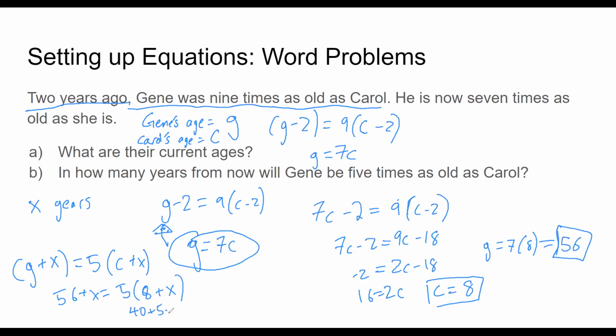And then we can just solve this equation now. So we have 40 plus 5X over here, and 56 plus X over here. Subtract X from both sides and subtract 40 from both sides. We have 16 equals 4X and X equals 4. So that means that in 4 years, we'll satisfy the equation, which means that Jean will be 5 times as old as Carol. And we can just go back and check this. Their current ages were 8 and 56. And in 4 years, Carol will be 12 and Jean will be 60. And in this case, we can see that Jean, who is 60, is indeed 5 times as old as Carol, who is 12.